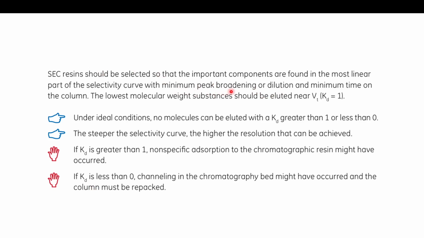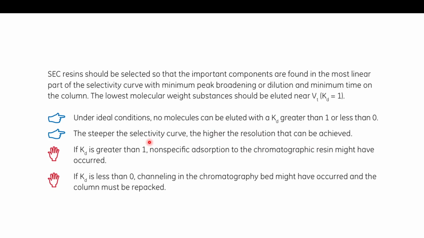So the wider the peak is, the more diluted the sample will be. What we have to aim for is minimum peak broadening, minimum dilution, and minimum time on the column. The lowest molecular weight substances should be eluted near the total column volume. Under ideal conditions, no molecules can be eluted with a distribution coefficient greater than 1 or less than 0. The steeper the selectivity curve, the higher the resolution that can be achieved.